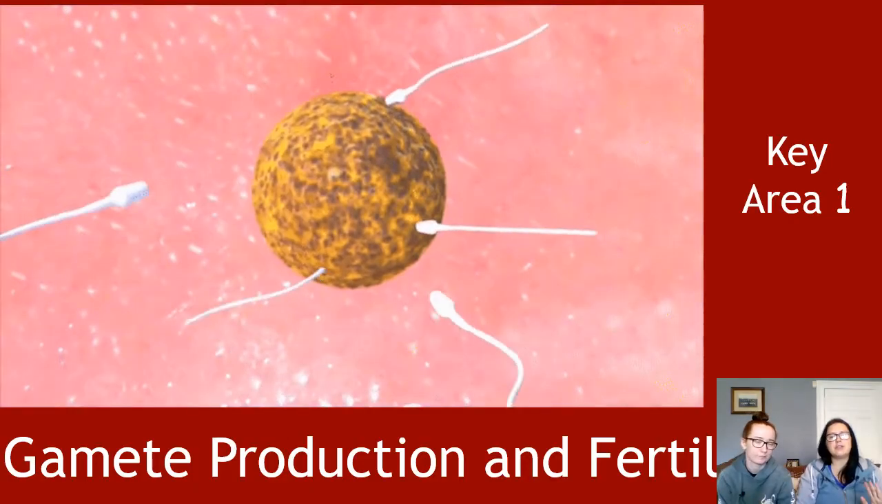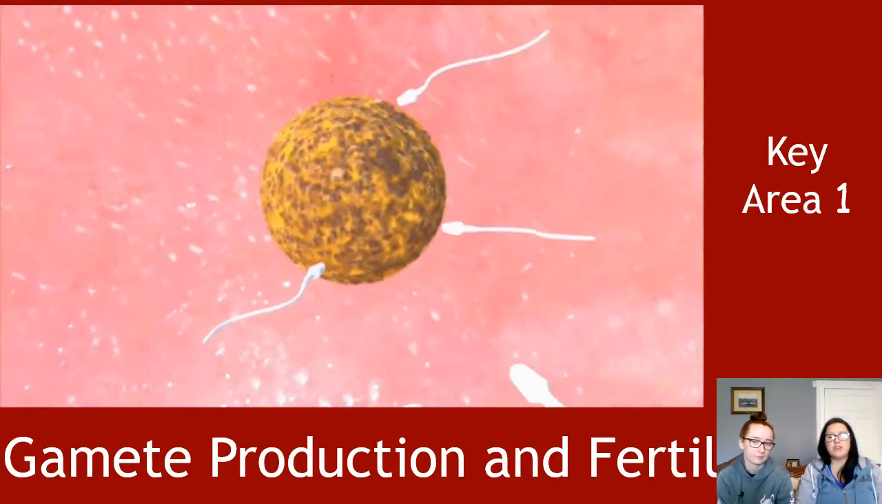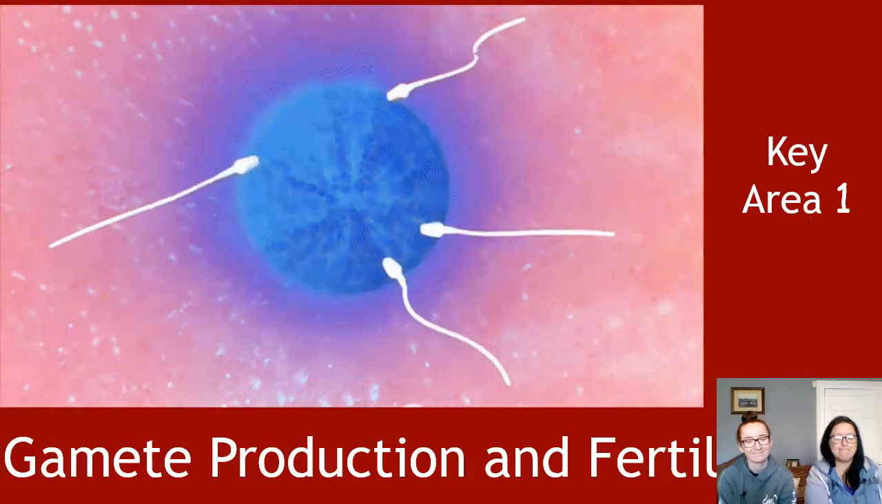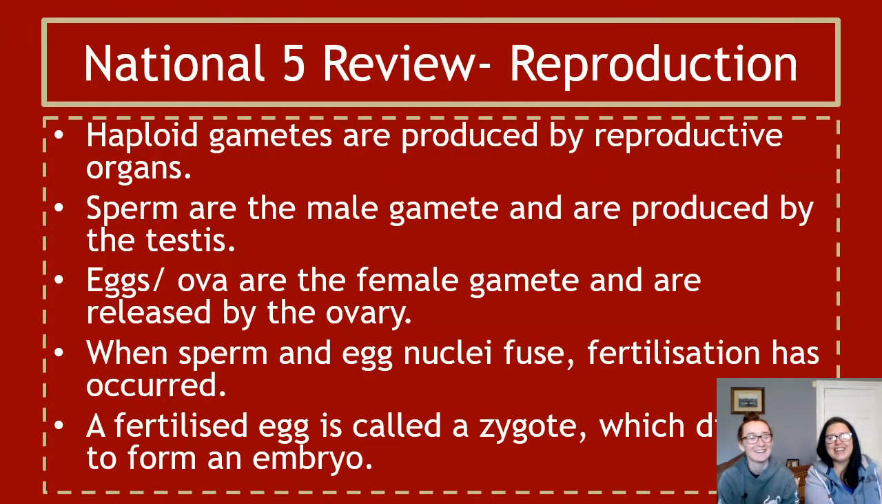Key area 1 is gamete production and fertilization, even though you can't see it because we're in the way. Okay, there we go. So in terms of what you learned about this in National 5, and to be honest, it's actually not much more in this key area. They're really similar. So first of all, you learned about haploid gametes, so the idea that the sperm and the egg are haploid, they are not diploid, and they are produced by the reproductive organs.